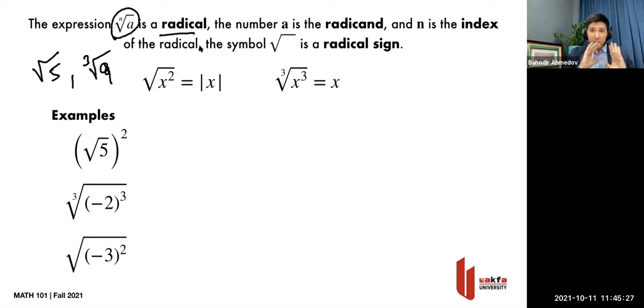All of them are going to be called a radical. So whenever you've got the root, this is called a radical. The number which is inside the root is called the radicand, and the sign is called the radical sign.